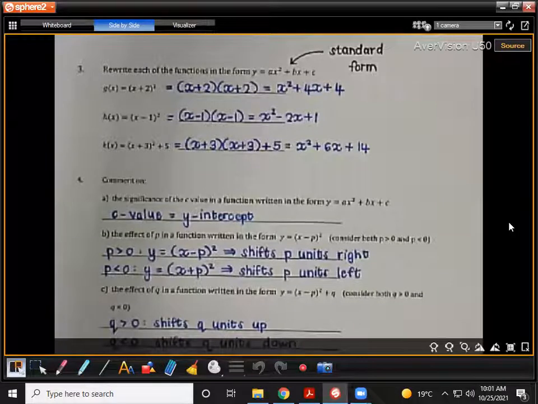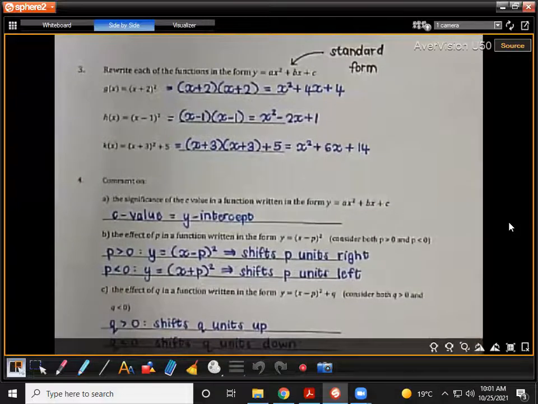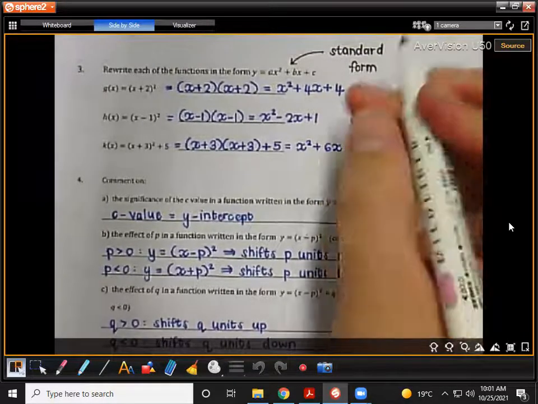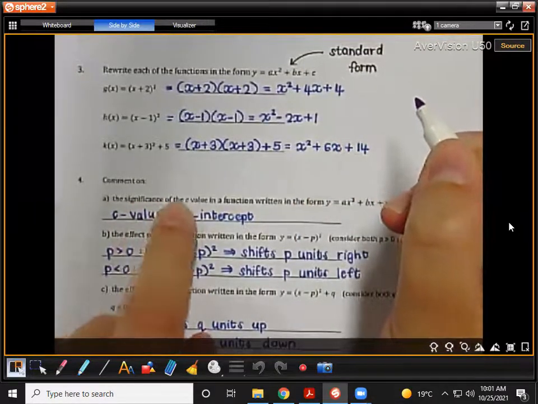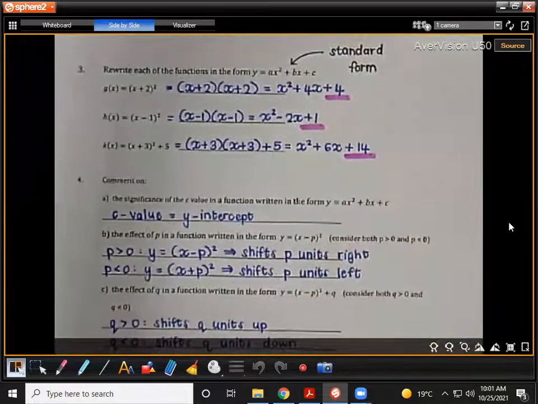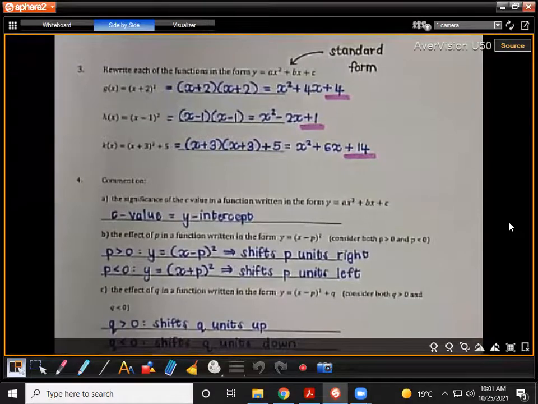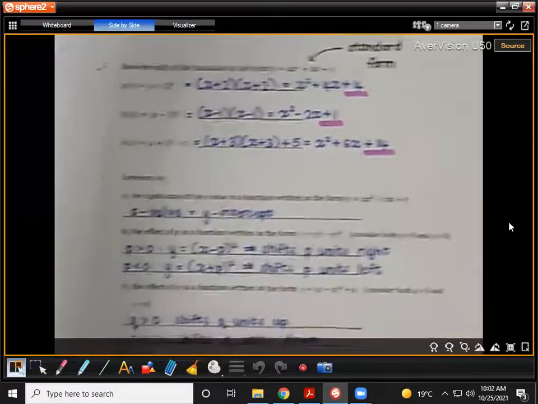Then they're asking, if we now are looking at the standard forms of the 3 graphs and we're comparing them to the actual graphs, what do we notice? I want you to look at the C value. They're actually asking the significance of the C value. So we're looking at the constant term in each of those equations, and we're seeing where that actually features on the graph. So for the first one, 4, and then 1, and then 14.